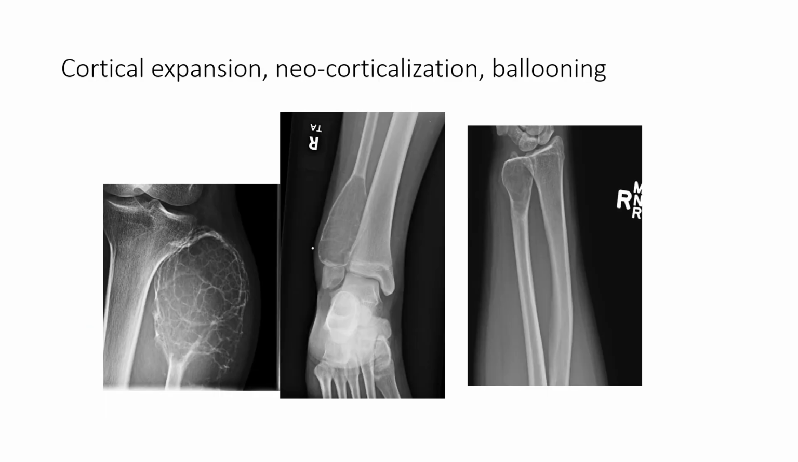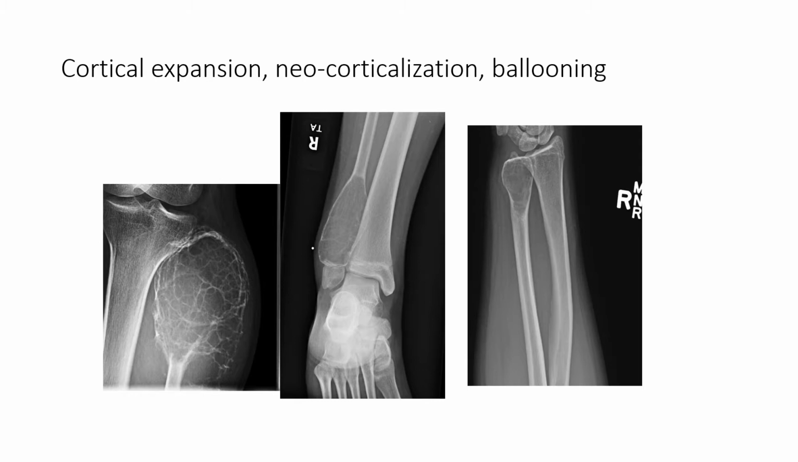Cortical expansion, neo-corticalization, or ballooning all refer to terms in which the bone expands just like a balloon. The neo-corticalization is the new cortex that forms as the bone expands. This typically occurs in lesions that are benign or benign aggressive, but can be seen in malignant tumors. The lesion to the left is a telangiectatic osteosarcoma.